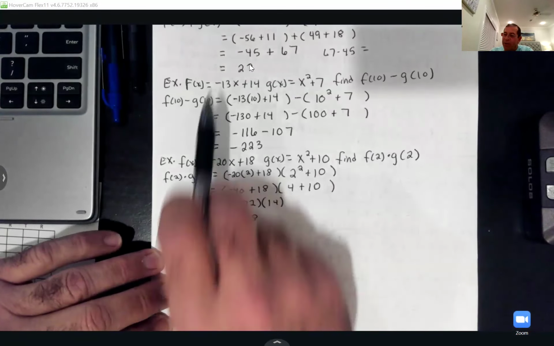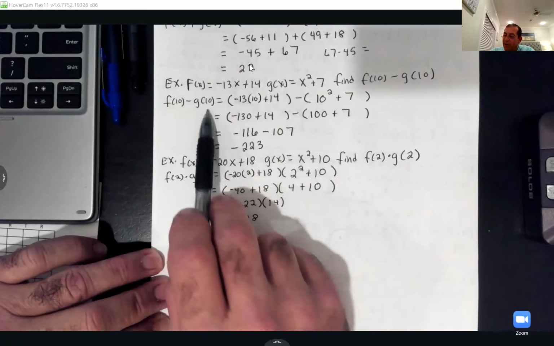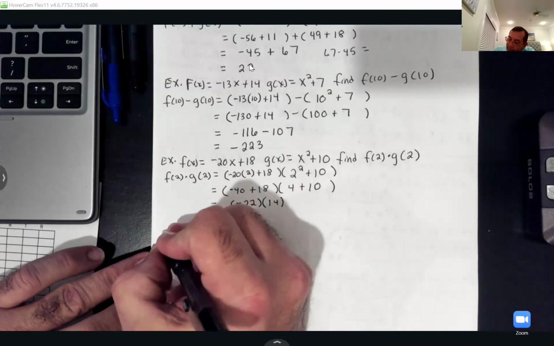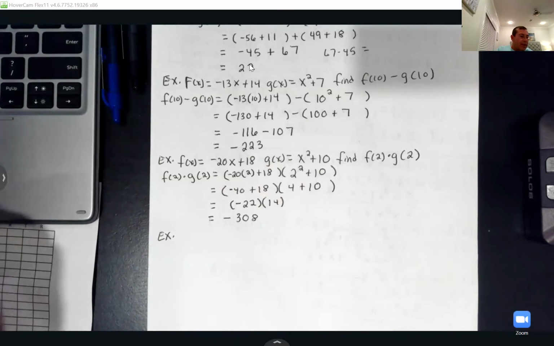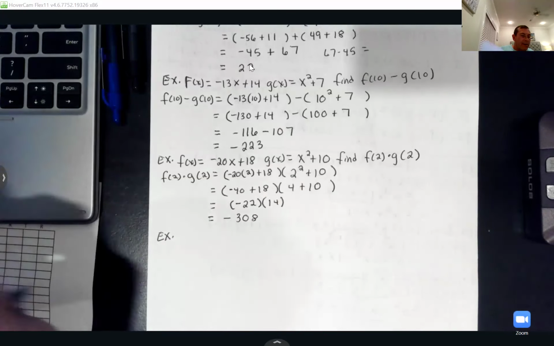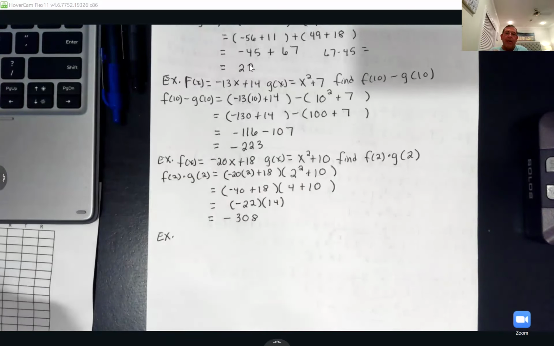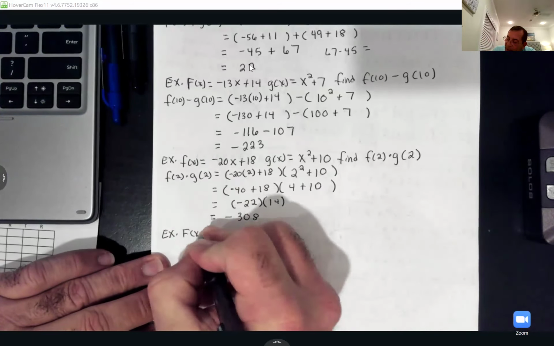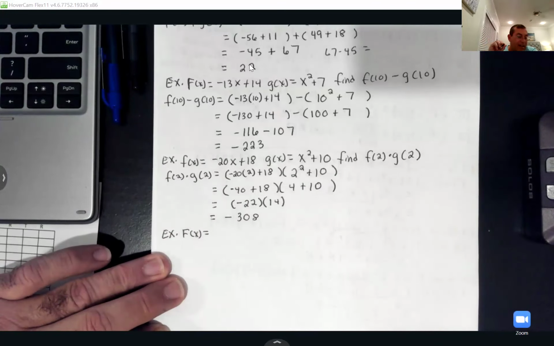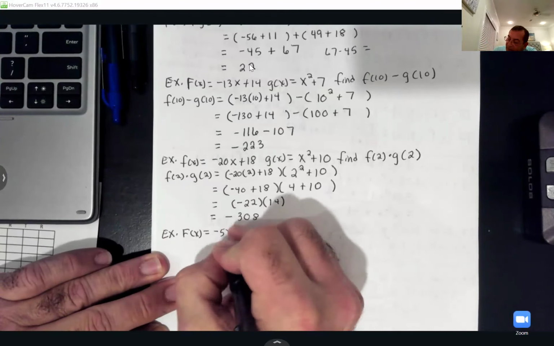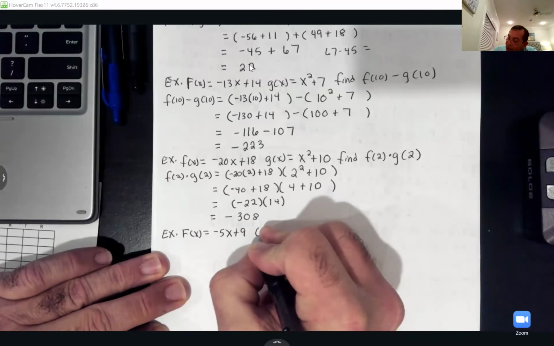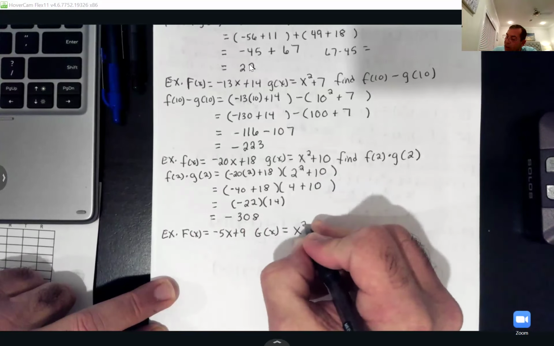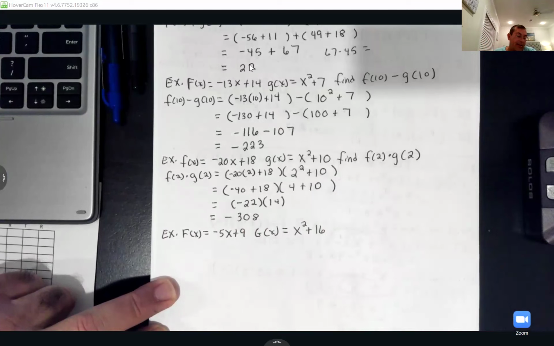Okay, so I want you to notice on this whole page, all we done was throw numbers in for everything, and each one of those gave me a single answer. All right, so I think I got one more with numbers, and then they'll go back into doing the variables at us. So for this one, my f of x is going to be a negative 5x plus 9. My g of x is going to equal x squared plus 16.